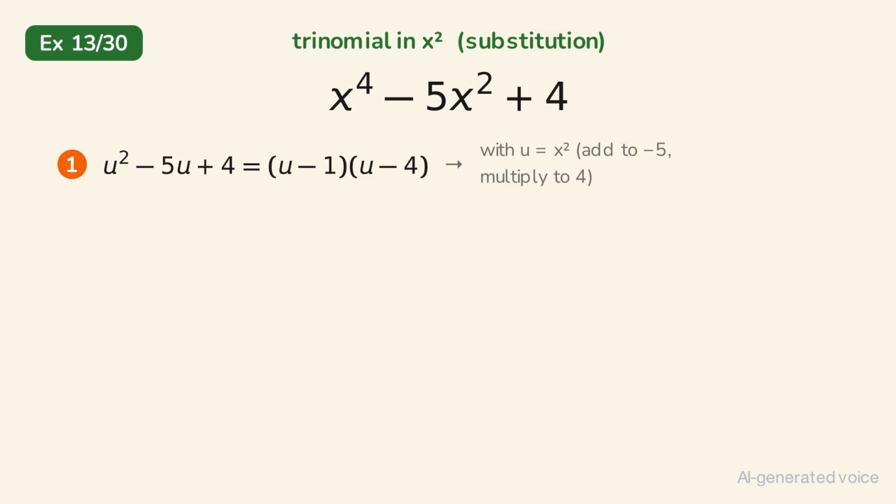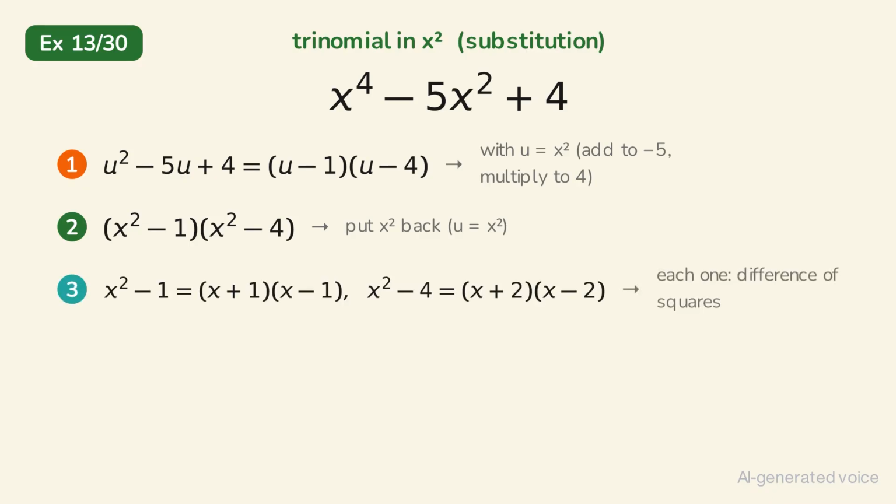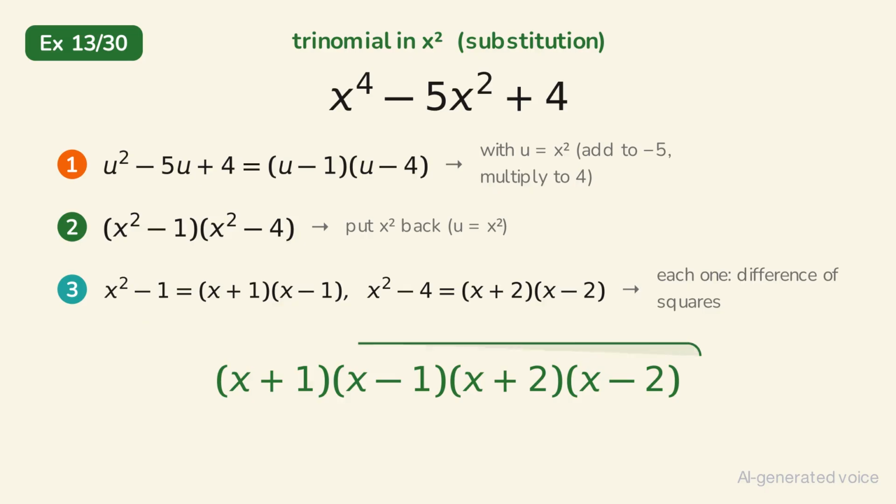Now we put x squared back in place of u. We get x squared minus 1 times x squared minus 4. But we're not done. Each parenthesis is a difference of squares. x squared minus 1 opens into x plus 1 times x minus 1, and x squared minus 4 into x plus 2 times x minus 2. The final answer has 4 factors.